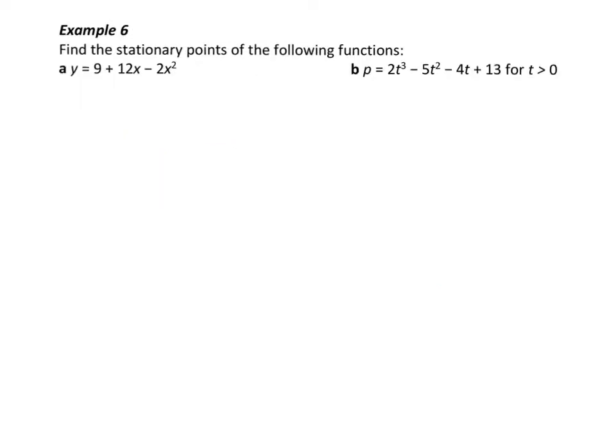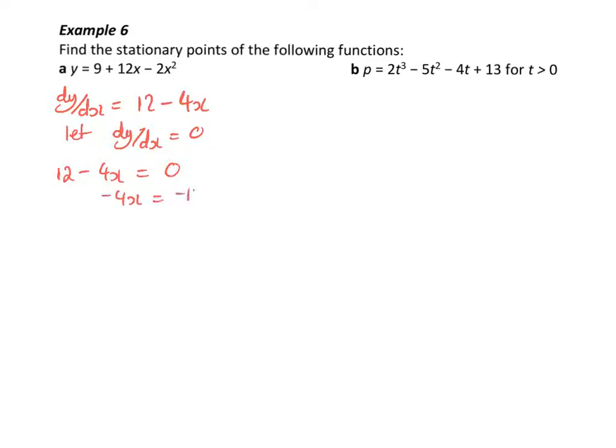In this example, we're asked to find the stationary points of these functions. Again, we know that the gradient is equal to 0 at the stationary points, so let's use that as a starting point. dy/dx equals 12 minus 4x, and we know that at the stationary point dy/dx is equal to 0, so let's let dy/dx equal to 0, and we get 12 minus 4x is equal to 0, minus 4x is minus 12, x is equal to 3.